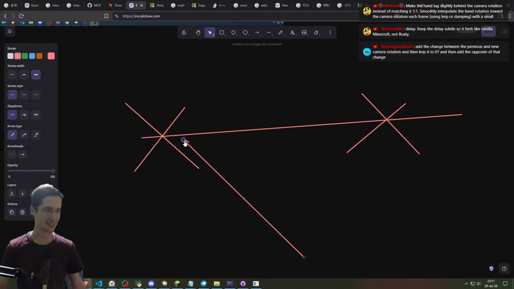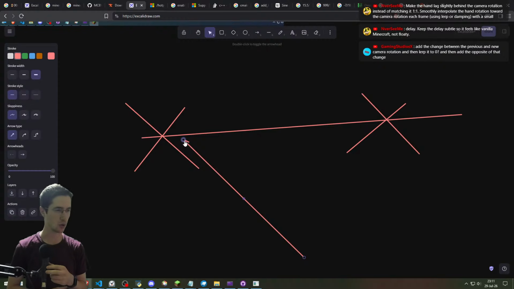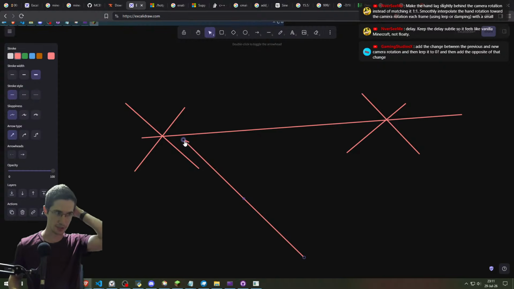Make the hand lag slightly behind the camera rotation instead of matching it one-to-one. Smoothly interpolate the hand rotation towards the camera each frame using lerp. Yeah, but how about damping with small delay? Keep the delay subtle.